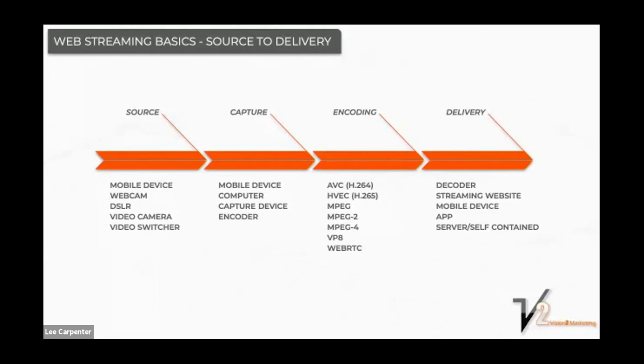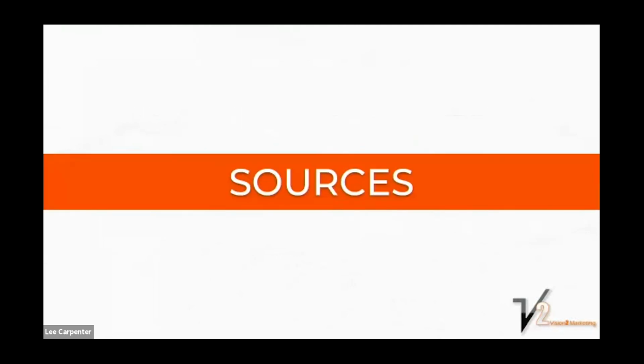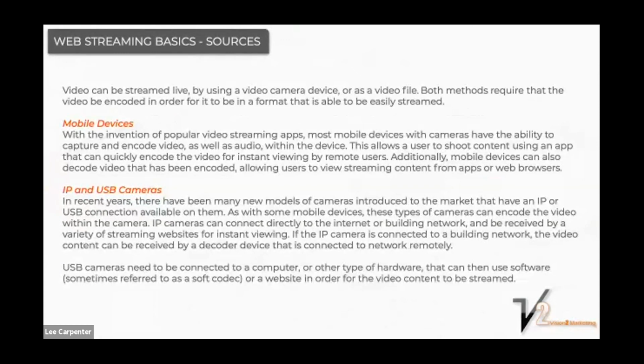So this kind of gives you the source to delivery signal flow of streaming, what's required, how it's delivered, and a lot of the keywords that you'll see in this whole process. So moving over to sources, this is just some writing that I have on here. So when I send you these slides, you can have a little bit of a definition and understand what it is. But basic sources are mobile devices and IP and USB cameras.